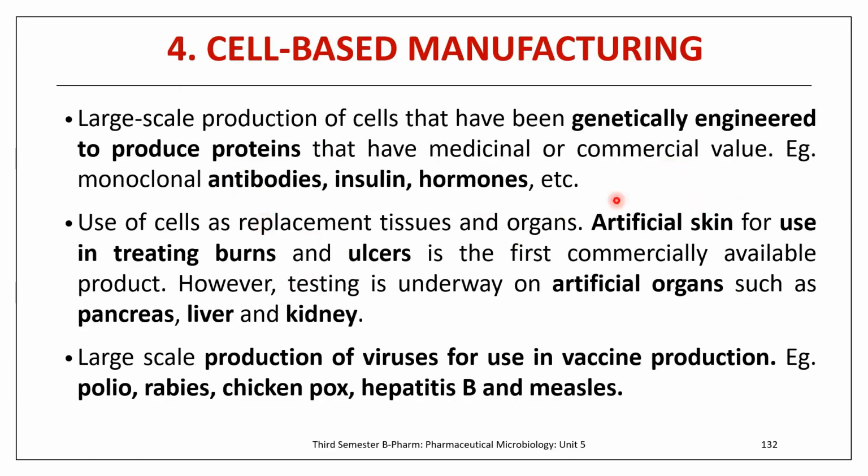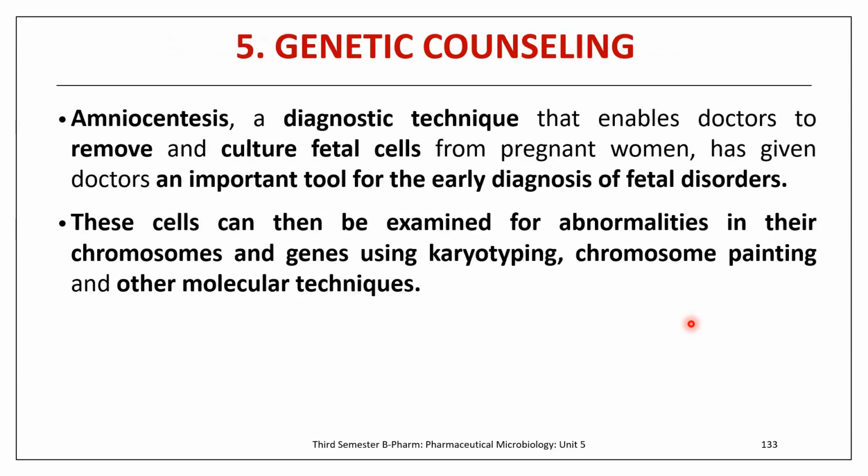So we can use it for synthesis or production of the replacement of different tissue as well as organ. Artificial skin can be used for treating burns and ulcers, and artificial organs are also under study, like pancreas, liver, kidney. All these are under the study of cell lines. And also this can be used for the production of viruses, like polio, rabies, chickenpox, etc.